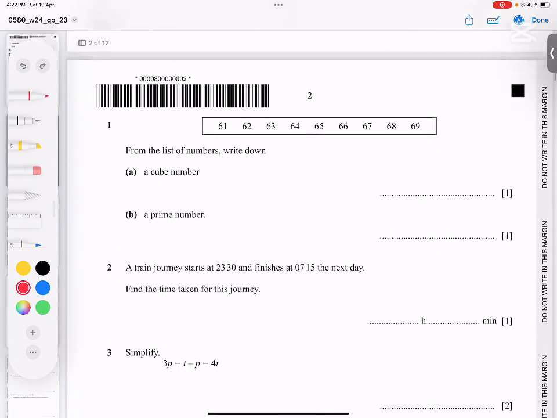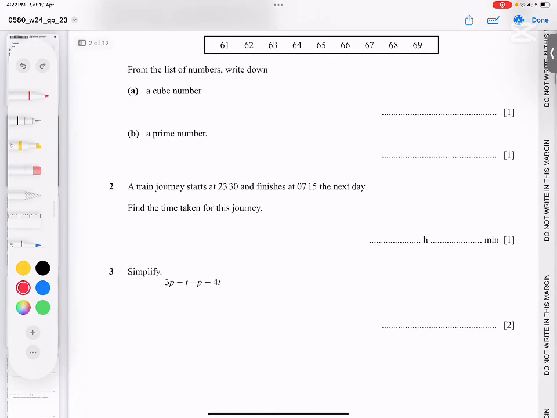Okay, get ready. But coming June session, one paper we are going to get, inshallah, that paper is one complete paper without calculator. So let's start. First of all, what is the question here? From the list of numbers, write down cube numbers.